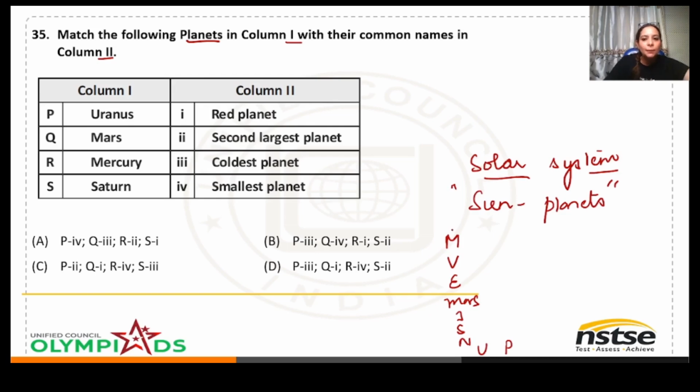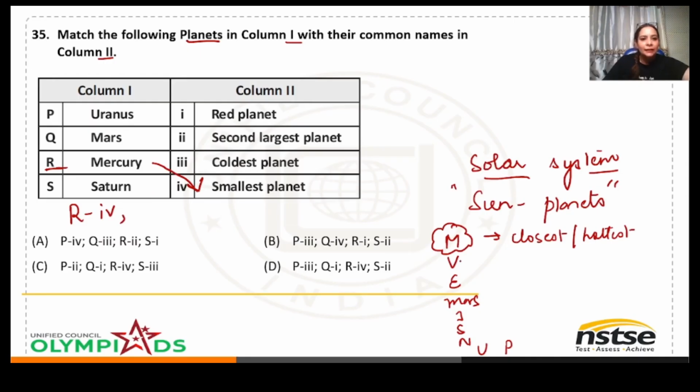Now if I talk about Mercury, Mercury is closest to the sun. That is the reason it is hottest also. So let's look for our first, Mercury. Mercury, out of these, is not a red planet. It is not the second largest planet. It is not the coldest planet. But yes, it is the smallest planet because it is near to the sun. So that means R matches with 4.